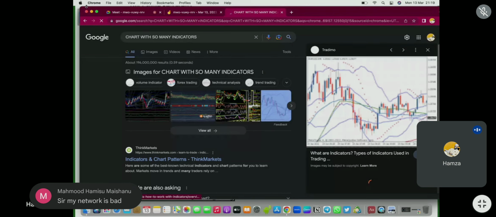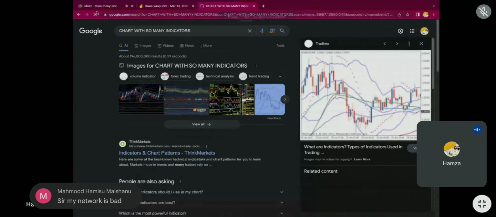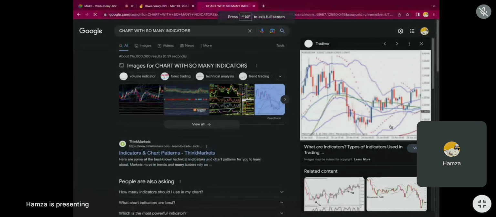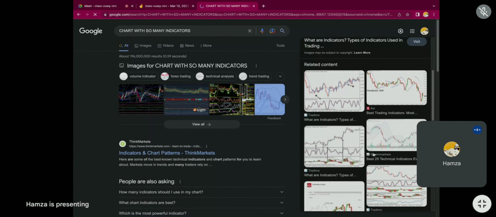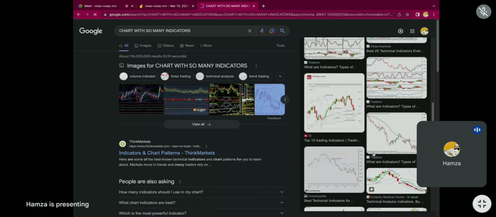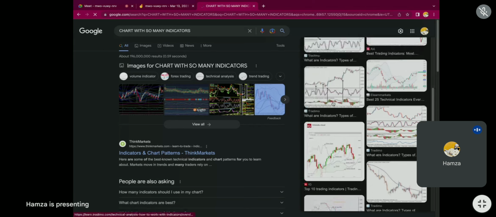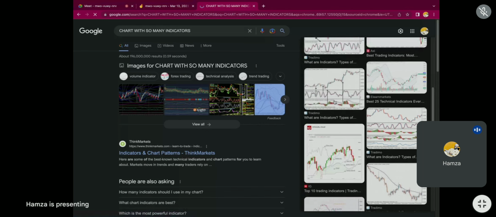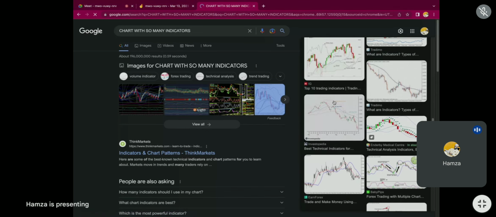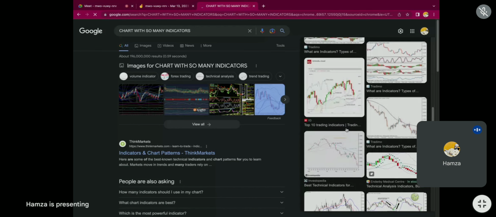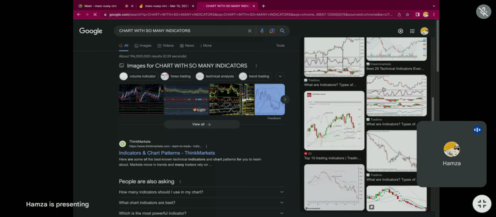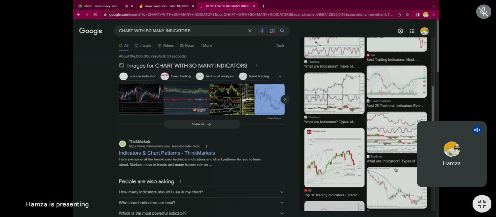Just take a look at this before it loads up. Just look at these lines. Of course, there are certain indicators that don't necessarily choke up your chart and make it look noisy. But personally, I don't use any. So these are examples of how a chart that has indicators looks.